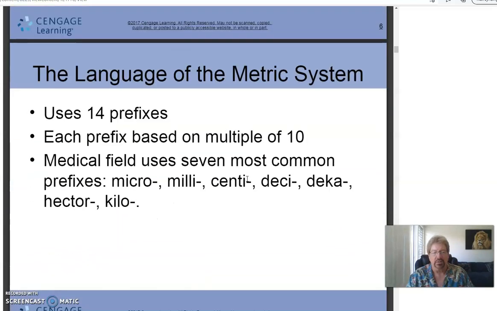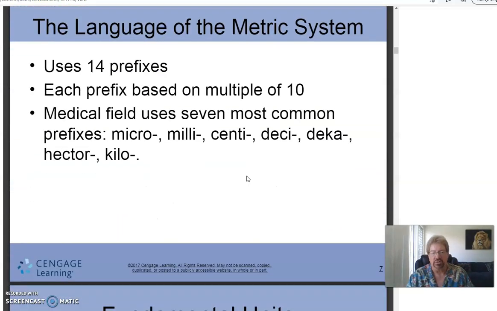Okay. The language of the metric system uses 14 prefixes. Yes, they do, but there's only 2 or 3 or 4 that are used a lot. Each prefix is based on multiples of 10. Now, guys, I'm going to tell you the secret to the metric system. The metric system is a superior method, and the reason is everything is in units of 10, which means to convert things, all you've got to do is move the decimal point.